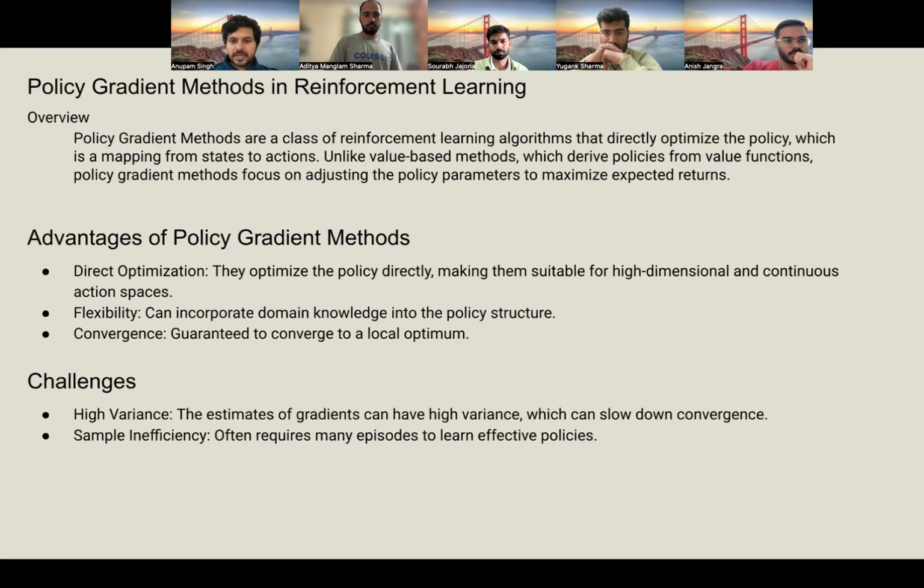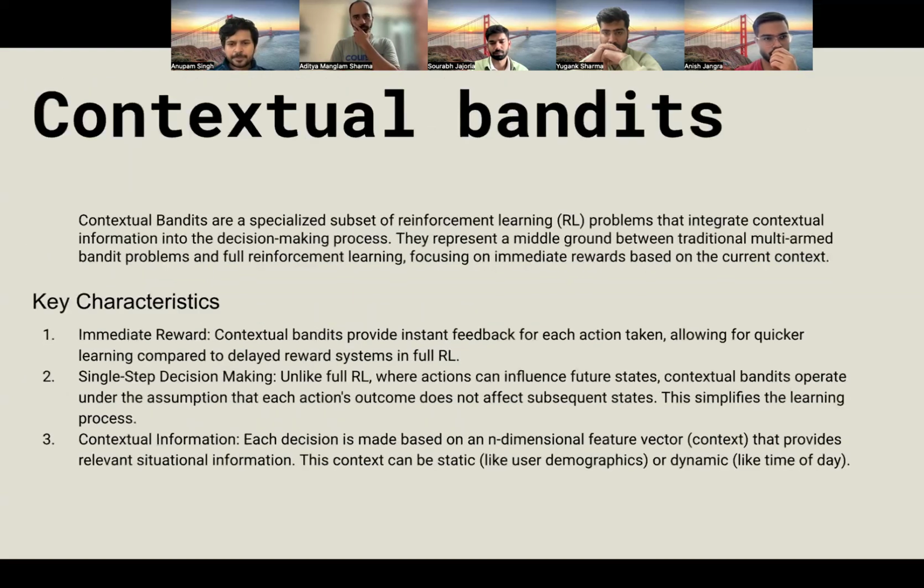Policy gradient, to simplify, is a strategy pattern where you're updating policies to optimize the maximum output. Contextual bandits are a subset. They represent the middle ground between traditional multi-arm bandit problems and RL. Let's go with a simple definition. The key characteristic is that you have an immediate reward.